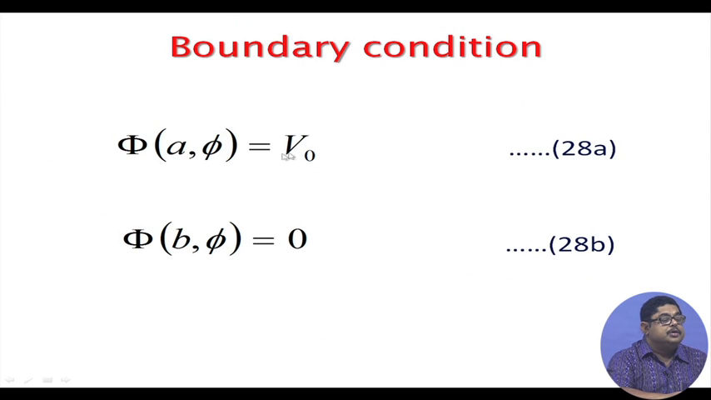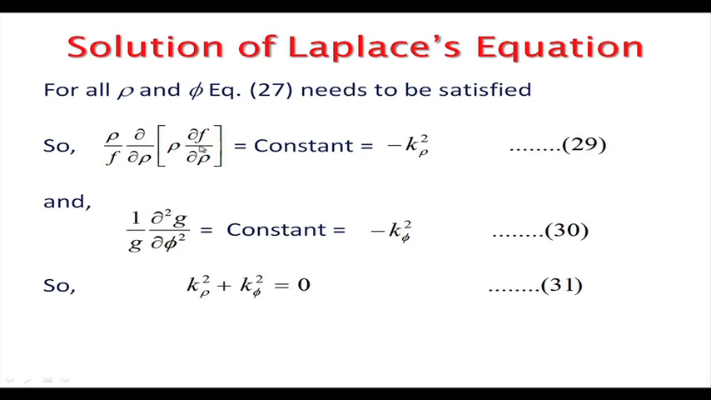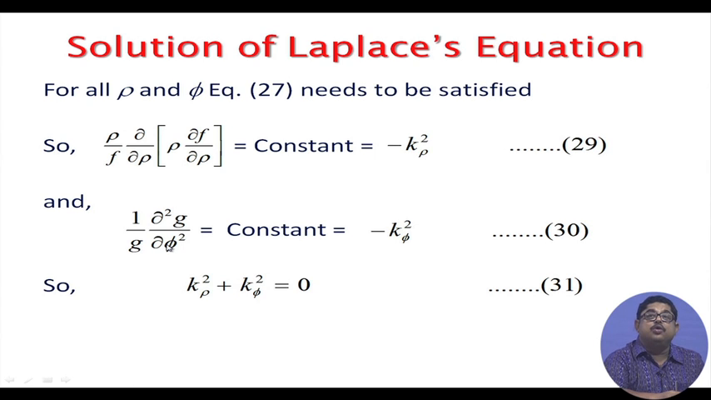So, that is written there, that this is the potential at a for all phi's, because everywhere on the surface it is V naught, and this is also the potential for any azimuth, but on the outer conductor it is 0. So, these are the two boundary conditions. You see that in these two equations 29 and 30, the left hand side in 29 is a pure function of rho only, but that plus this one, that is 0, a constant. That means a function of rho plus a function of phi, their sum is a constant.